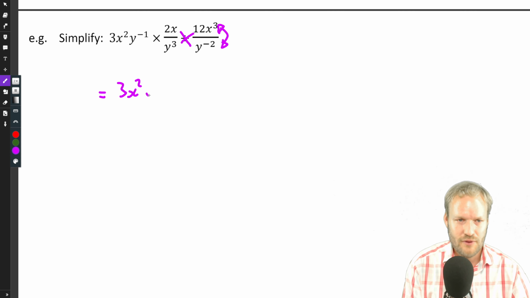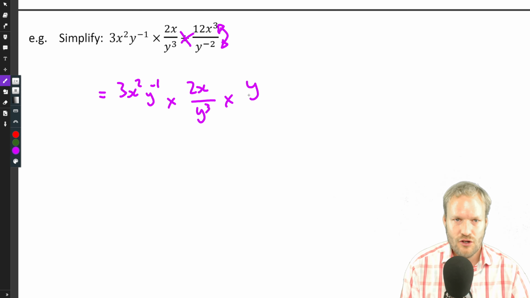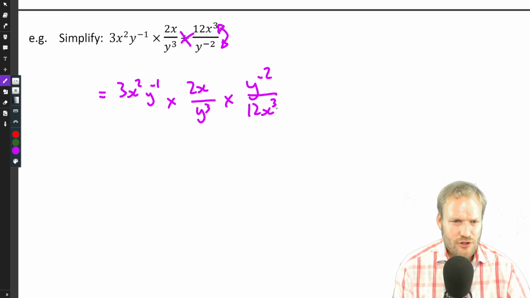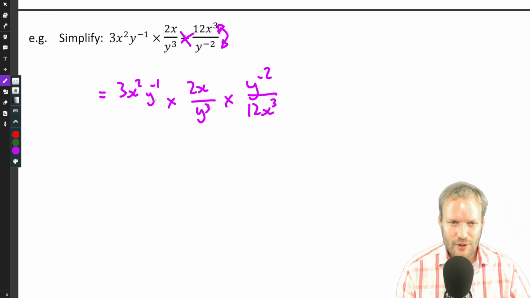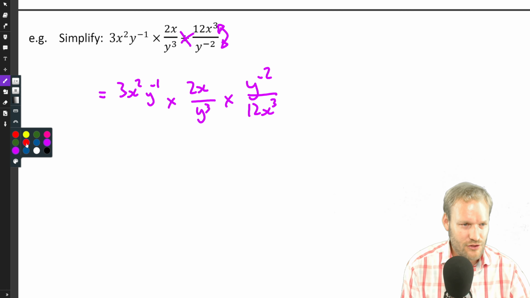So 3x squared y to the minus 1 times 2x over y cubed times y to the negative 2, over 12x cubed. And with exponents, you'll hear me say this quite a lot. There's so many options and ways to tackle this. I think the easiest that I see right now, and I might change my mind tomorrow and look at another route, but I might think, well, we're multiplying fractions, so let me do this like this.